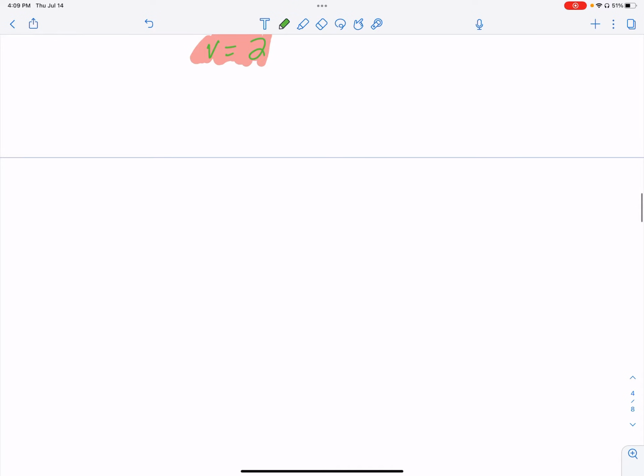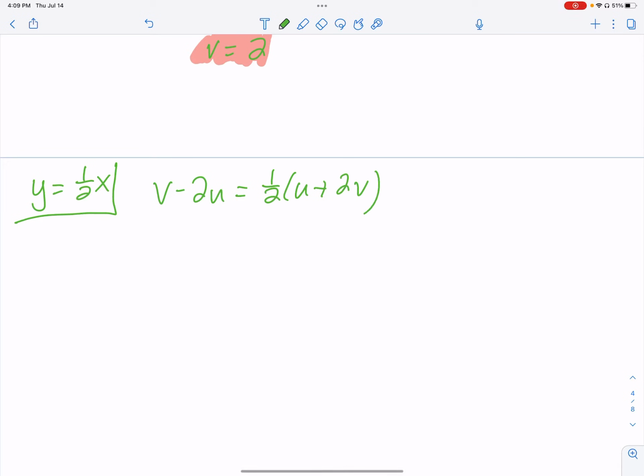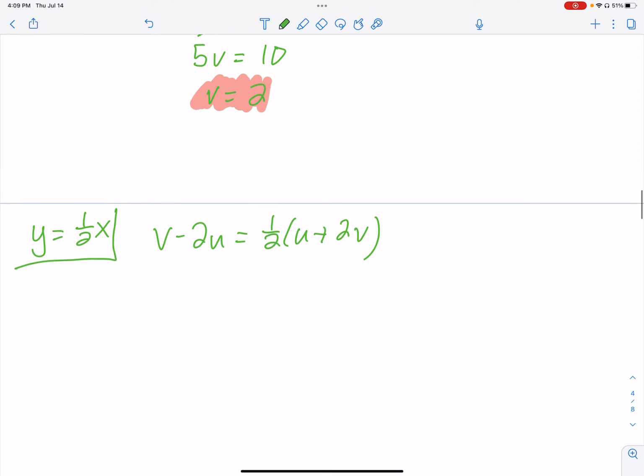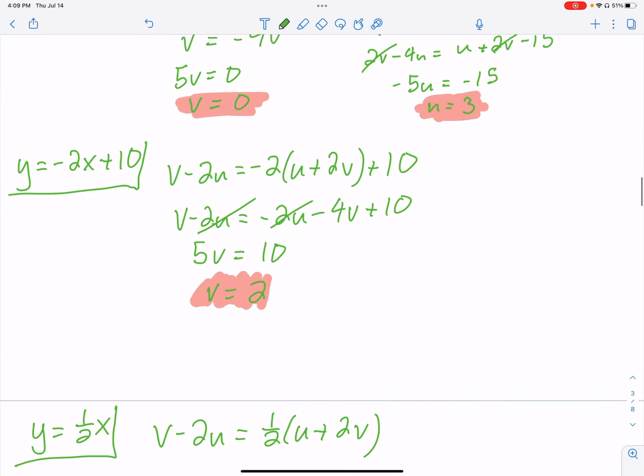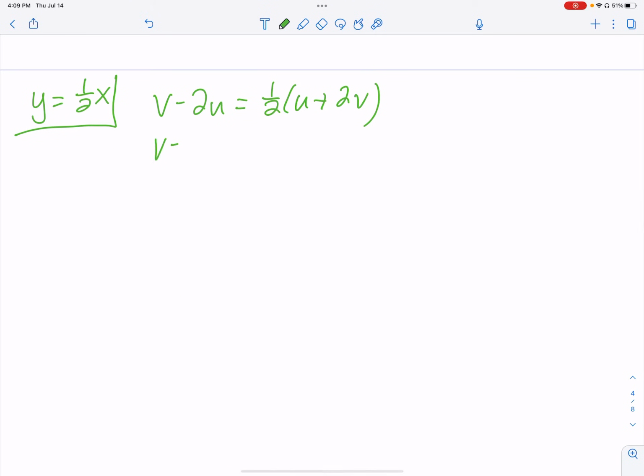The last one is y equals 1/2 x. So we get v minus 2u equals 1/2 u plus 2v. Remember, we're just plugging those x's and y's into this equation here. That's all we're doing. By those x and y's, I mean the ones given here. I get v minus 2u equals 1/2 u plus v. I'm going to multiply everything by 2, which just gets rid of the fraction. There are v's on both sides. I get u equals 0 in this case.